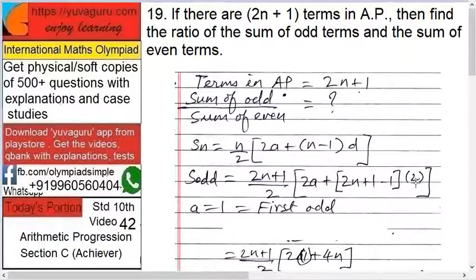d is 2, right? Why 2? Because odd. Odd means what? 1, 3, 5, 7. So the difference will be 2. What is a then? 1, 3 starts with 1. So a equals 1.